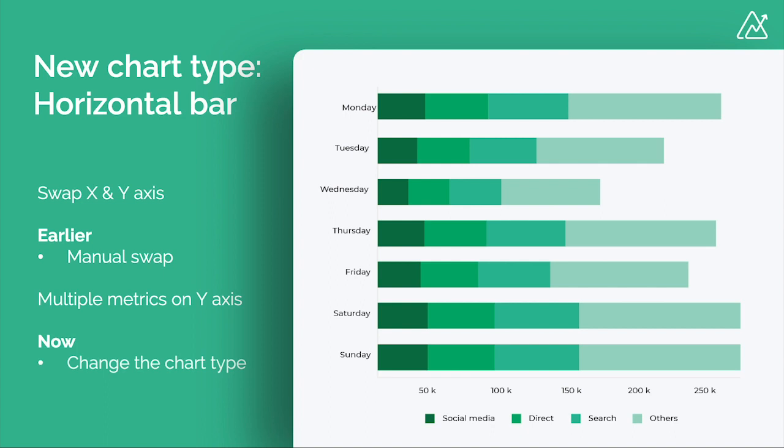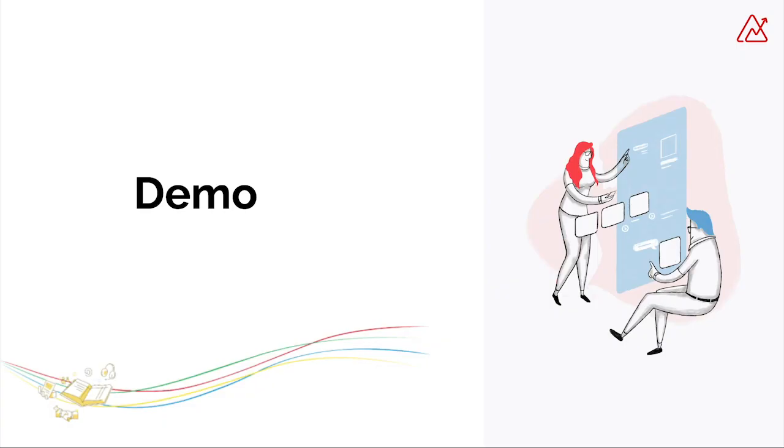Let's say you do it manually, but what if you have multiple metrics on the Y axis? What do you do then? You can just click, and at the click of a button, you'll be able to have your vertical charts converted into horizontal charts. Not just that, but also if your X axis is text heavy, then readability becomes a concern. So, to enhance readability, you can use these horizontal bar charts. And I'm now going to show you an example in Zoho Analytics.